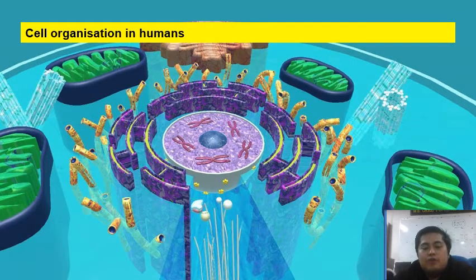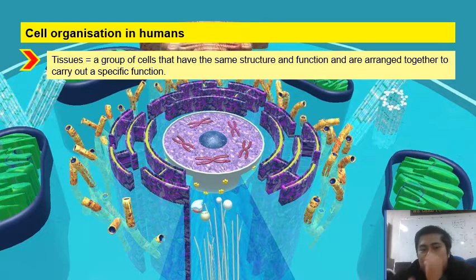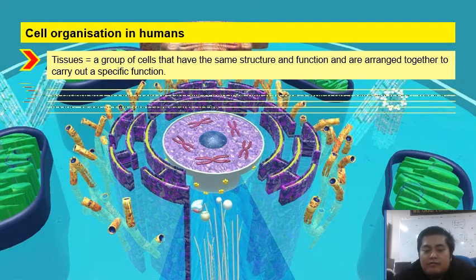So next, we are going to talk about cell organization in human. So, tadi kita dah cerita pasal sel. So sel, bila dia jadi banyak, kita akan panggil dia tissue. So tissue is a group of cells that have the same structure and function and also arranged together to carry out a specific function. So dengan kata lain, tissue ni adalah kumpulan-kumpulan sel yang sama structure dan fungsi yang disusun bersama-sama untuk menjalankan specific function.